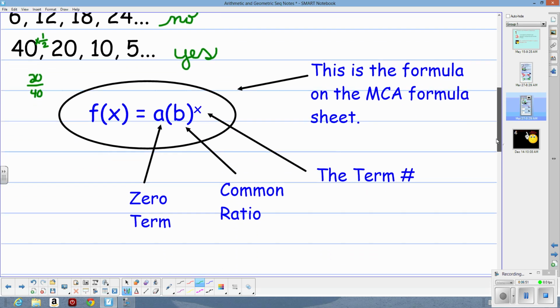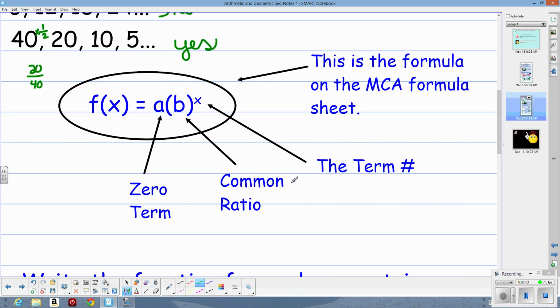The rule or formula for a geometric sequence looks like this. f(x) equals a times b to the x power, where a is the 0 term, b is the common ratio, or what you multiply by, and then x is the term number.